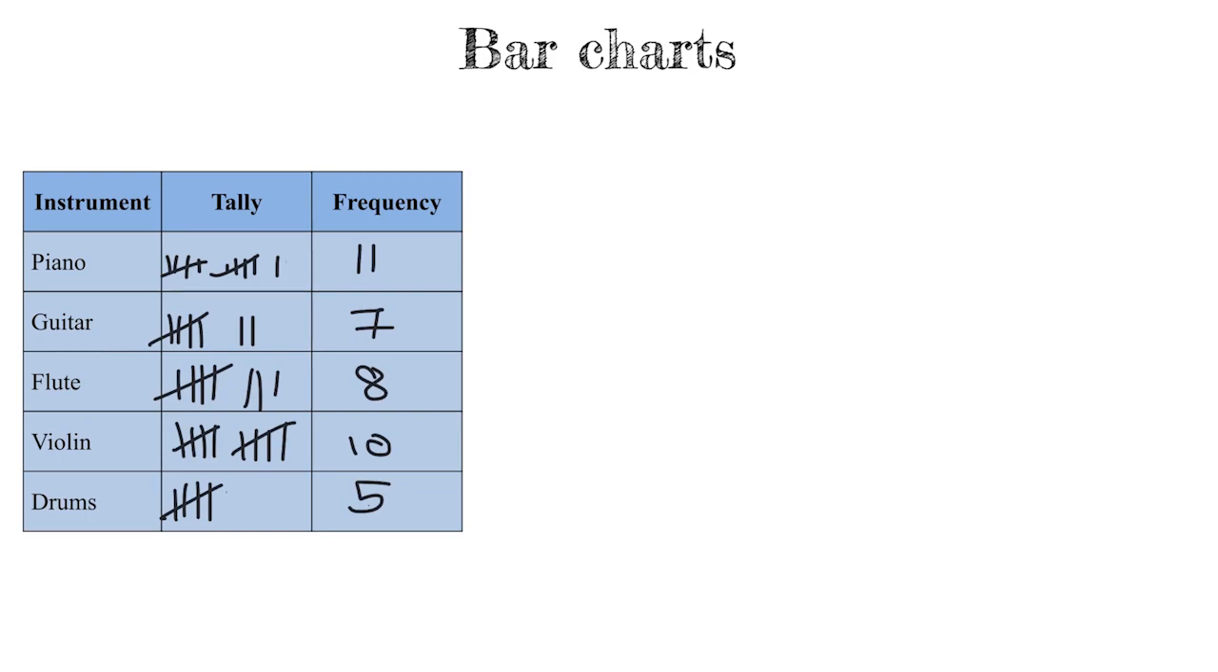So I have collected information of the top 5 musical instruments that people like to play. So we have the piano, the guitar, the flute, violin, and drums. So we have 11 people that play piano, 7 who play guitar, 8 play the flute, 10 people play the violin, and 5 people play drums. Now we are going to record them on a bar graph.